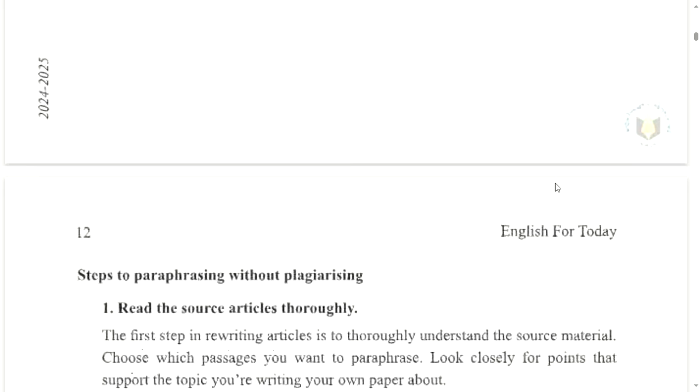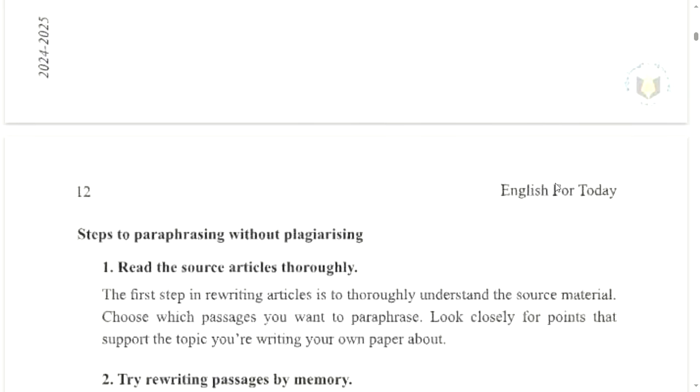Steps to paraphrasing without plagiarizing. One, read the source article thoroughly. The first step in rewriting articles is to thoroughly understand the source material. Choose which passages you want to paraphrase. Look closely for points that support the topic you are writing your own paper about.